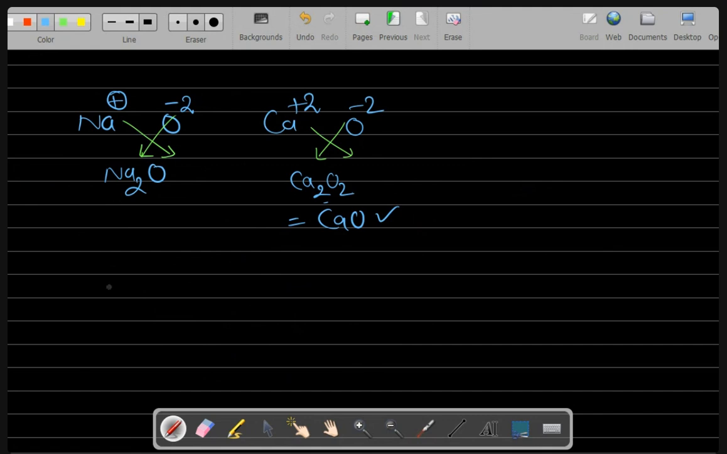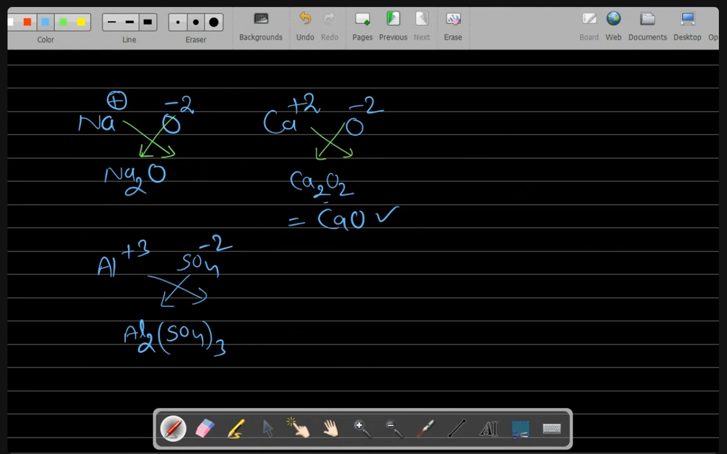And suppose aluminium is there. Aluminium has +3 and the sulfate ion has -2 charge. We cross multiply it, so it would be Al2(SO4)3. So with the valency or charge of the ions, we can write the compound like this. This is for the ionic condition.